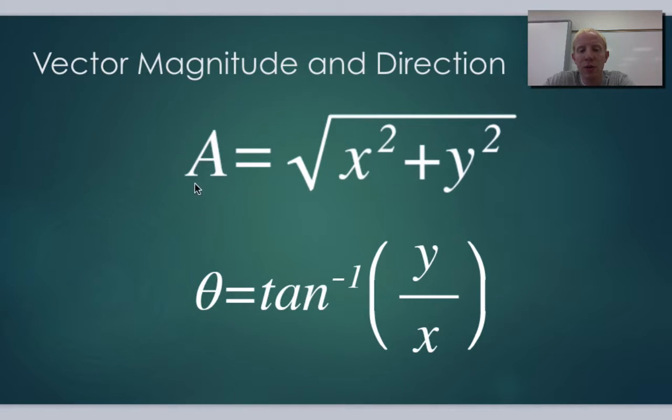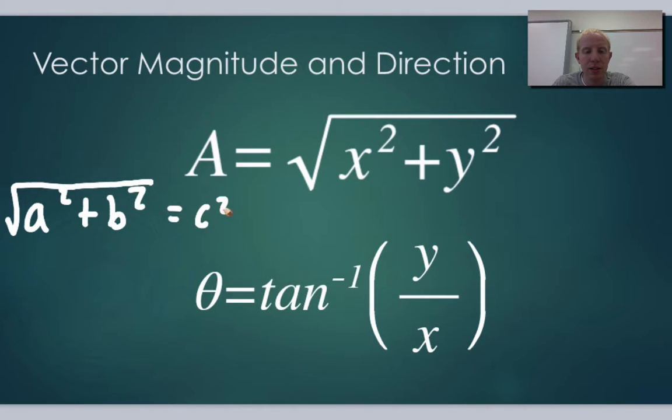The resultant vector, which we'll just call capital A, is equal to the x component, or the x vector, plus the y component of the vector, squared, all square rooted. This should look familiar because it's just a rewriting of the Pythagorean theorem. If a squared plus b squared equals c squared, then I can square root both sides, and c squared square rooted just gives me c. So c equals the square root of a squared plus b squared. That's exactly what we just stated up here.